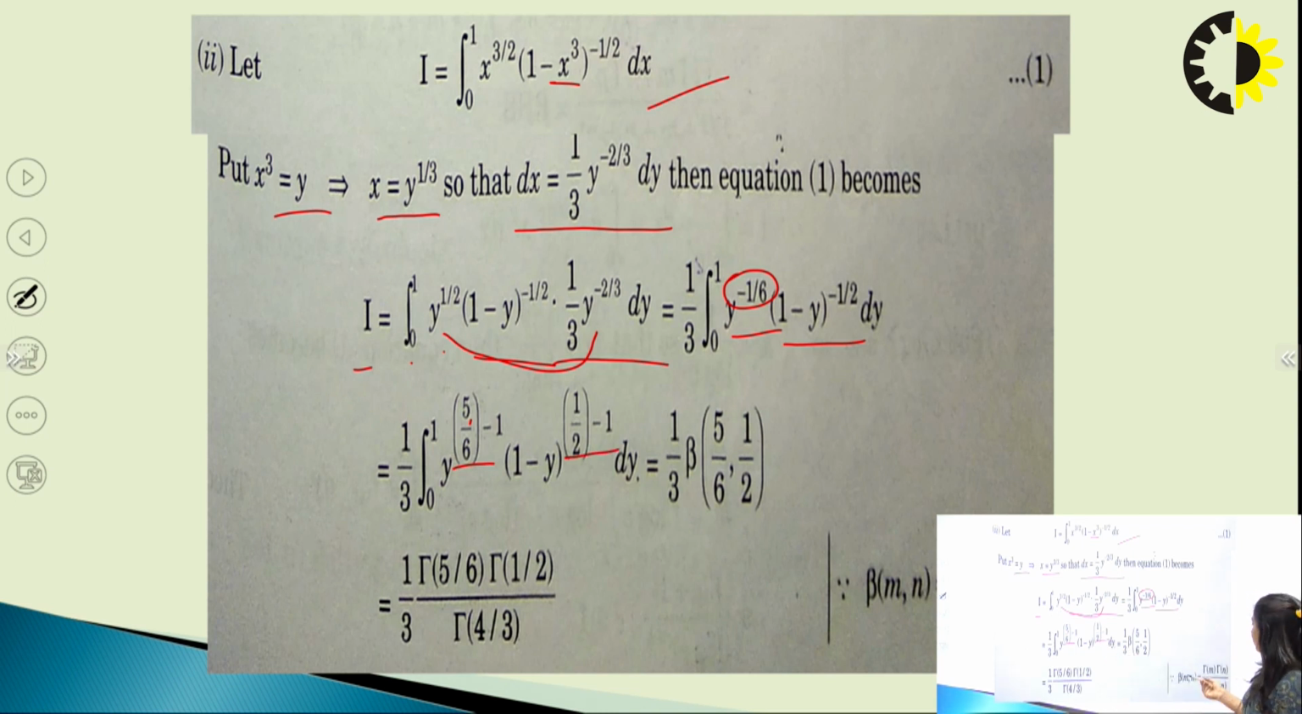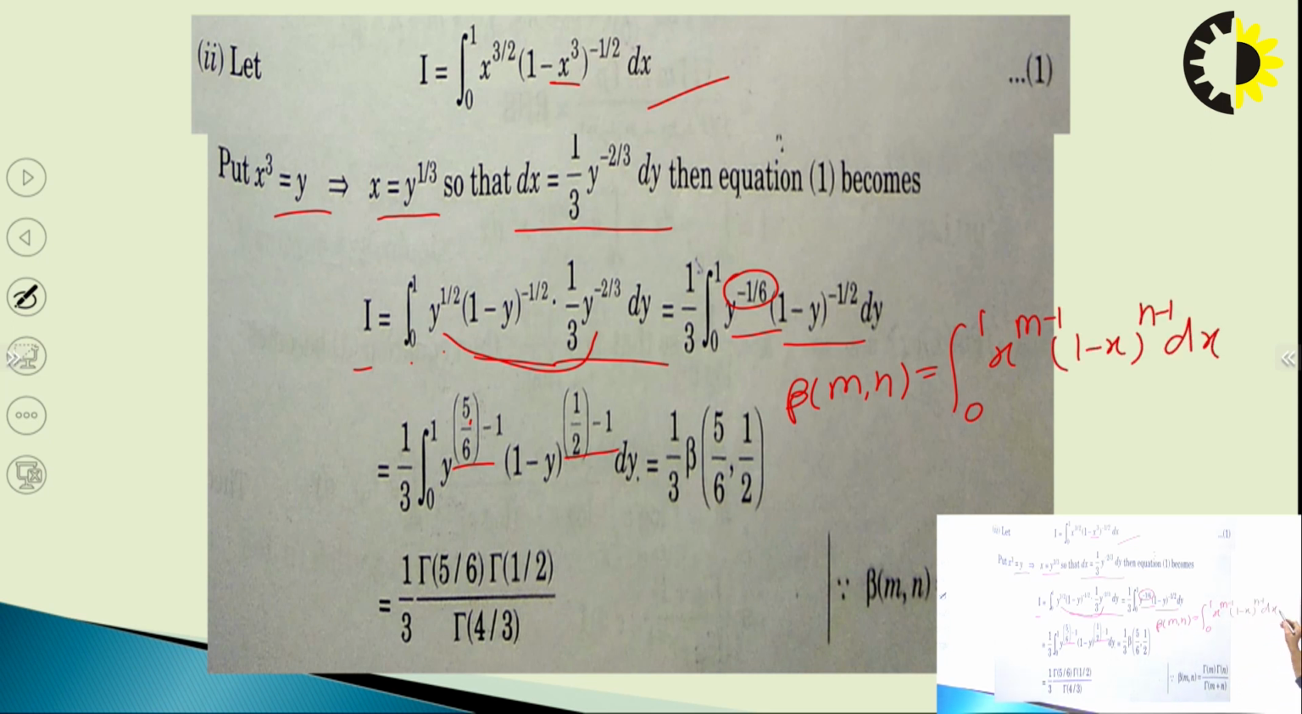Now by the definition of the beta function, we know that beta(m, n) is equal to the integral from 0 to 1 of x power m minus 1, 1 minus x power n minus 1 dx. So here the value of m is 5 by 6 and the value of n is 1 by 2. So this integration is equal to beta(5 by 6, 1 by 2).